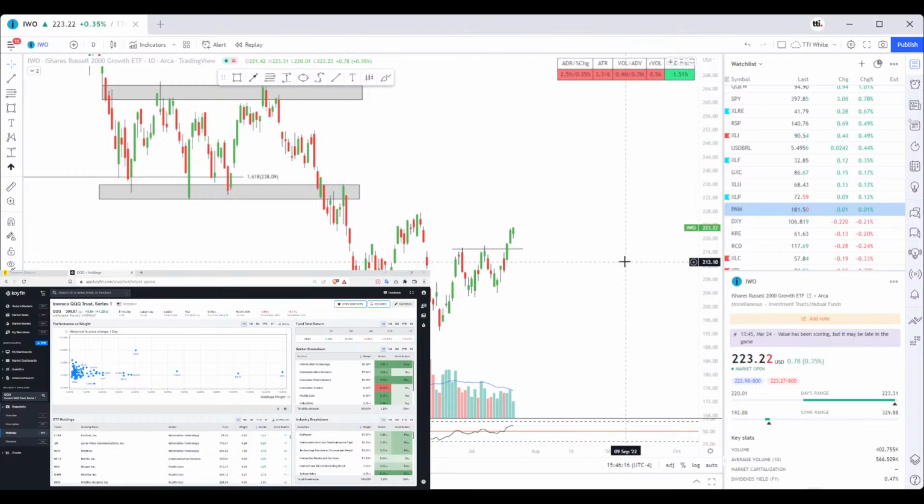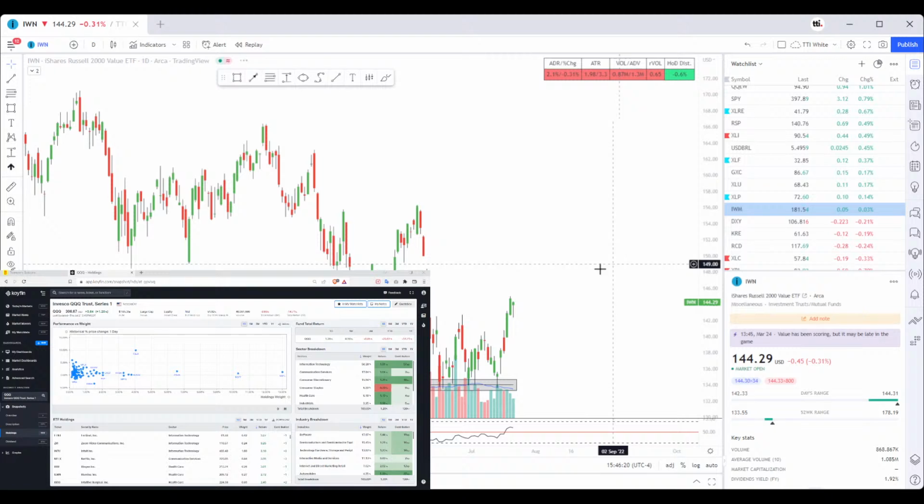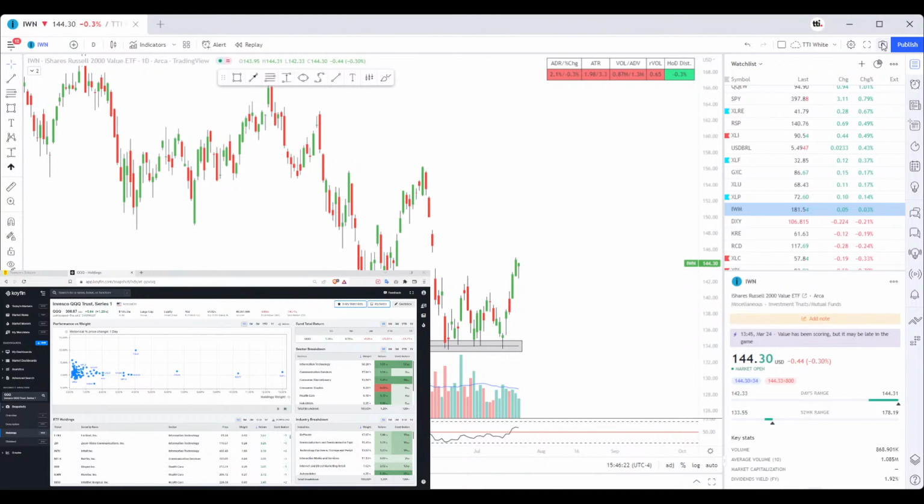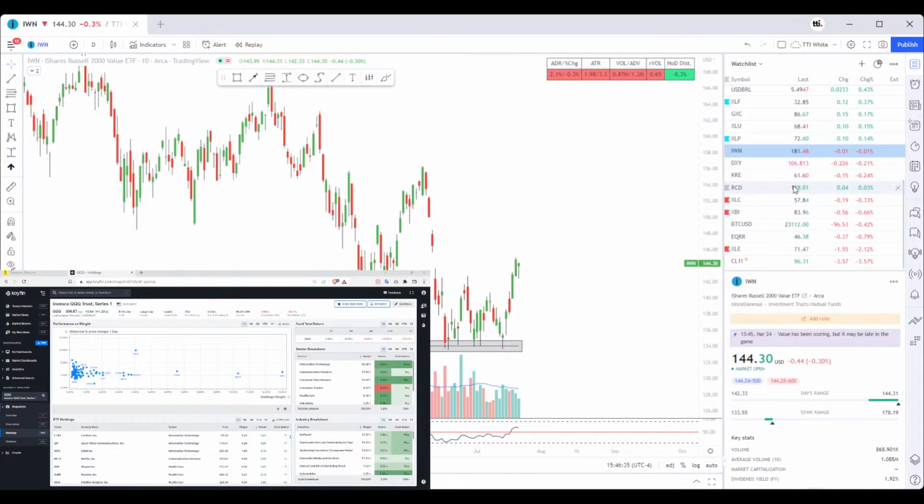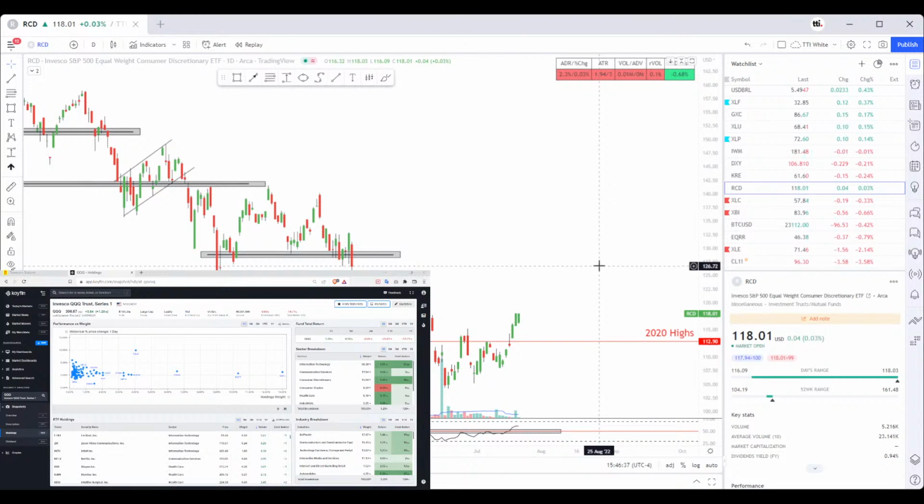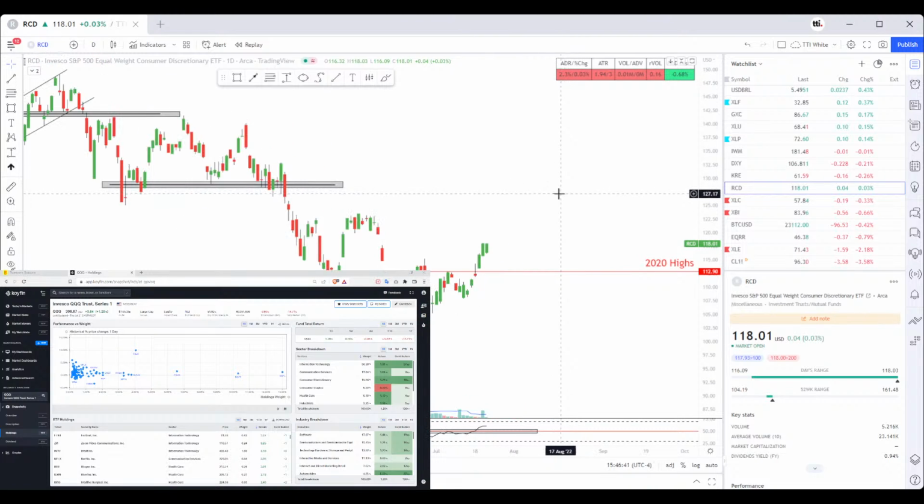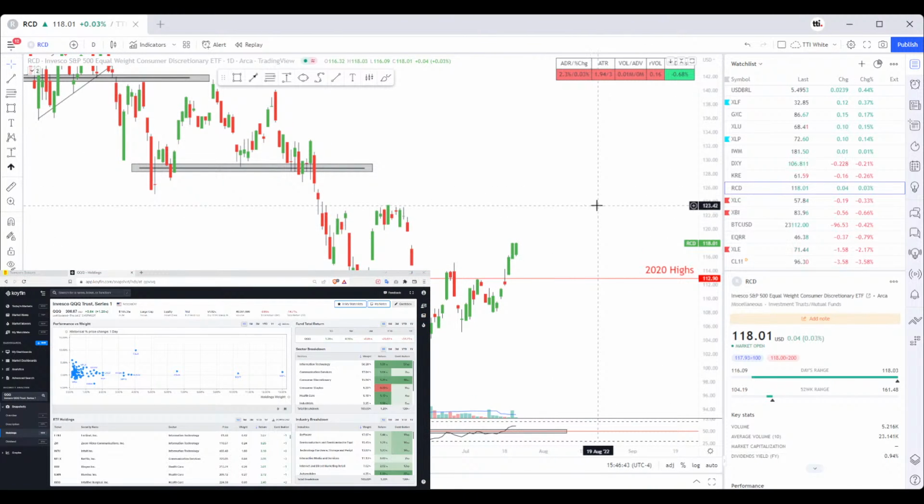IWO was down at some point today. We are now closing up. IWN, nice recovery, but closing down. Look at this. Incredible. RCD just flipped green. We spent the entire day in the consumer discretionary equal weighted space in the red, and we just right now flipped green with 14 minutes left.